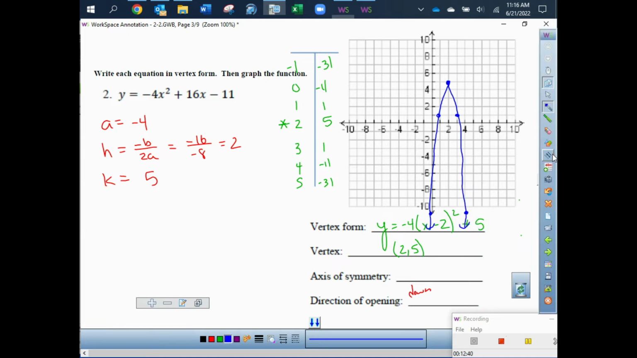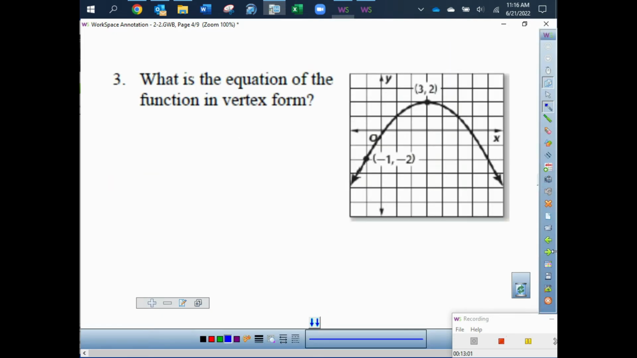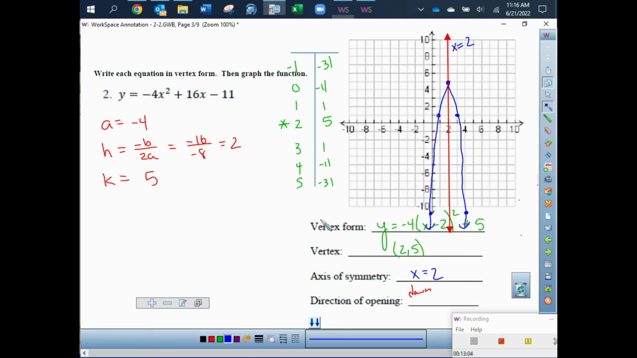And we'll draw in that axis of symmetry, which is this vertical line right here that goes right through the vertex. Everything on the left side of the parabola is exactly the same as everything on the right side. This is the vertical line x equals 2, because that's what the x value of the vertex is. So you can't just put 2 in this blank. You got to put x equals 2 on that guy. So that was just graphing a couple of those.